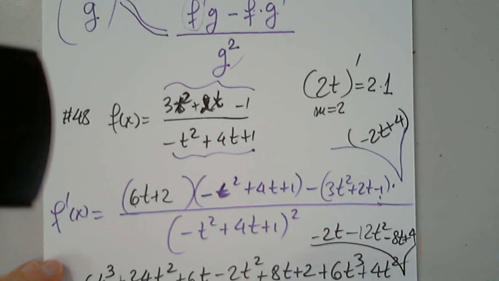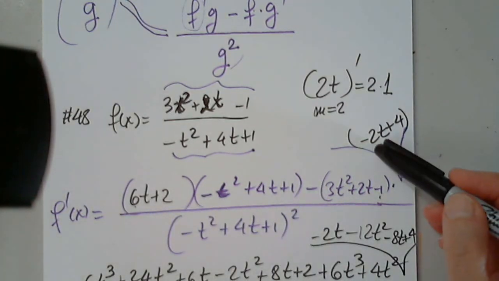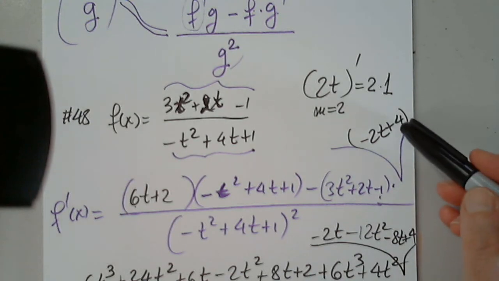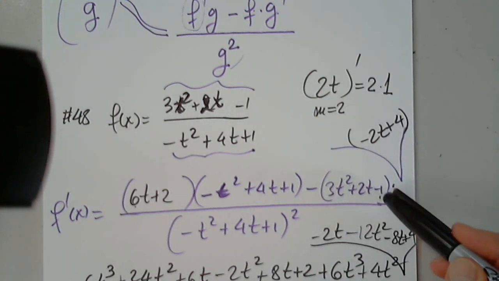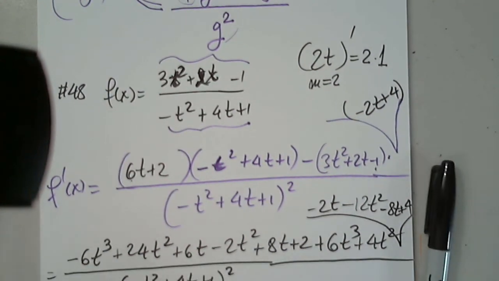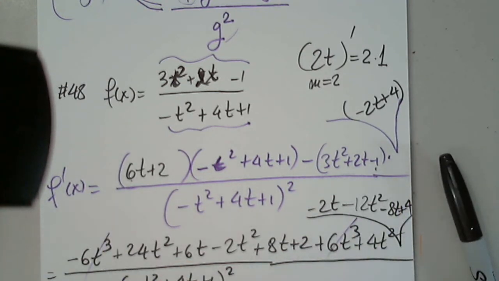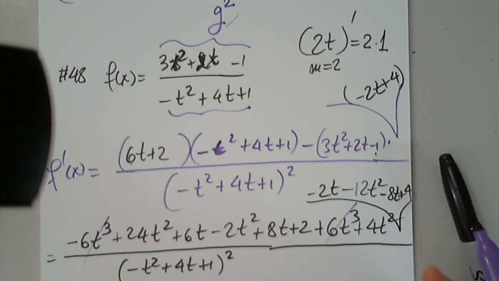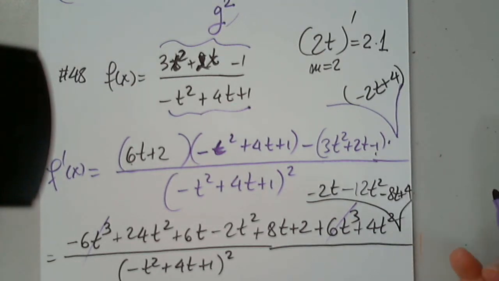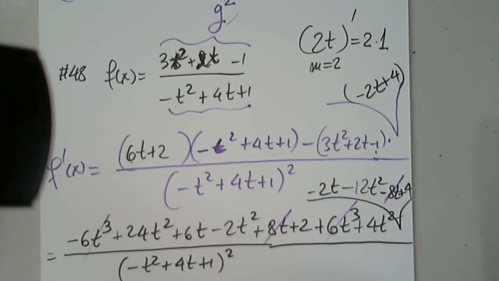So then I distribute it. 6t to these three terms, 2 to these three terms, negative 2t to these three terms, and then 4 to these three terms. Now I'm trying to see if I can simplify anything. So luckily something goes away. Anything else? Yes, the negative at with positive at.